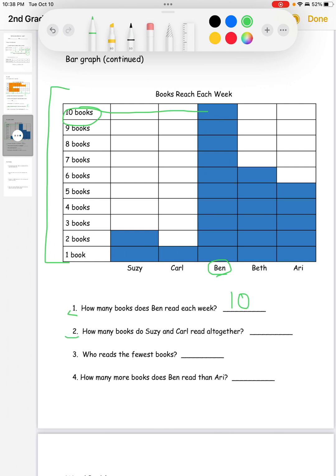And number 2, it says, how many books do Susie and Carl read all together? So we have to see the number of books Susie read. Susie read 2 books, so it's 2 plus, and then it's asking Carl, and Carl read 1 book, as we could see right here. So 2 plus 1 is 3. And they're asking how many books do Susie and Carl read all together, so you would add Susie and Carl.